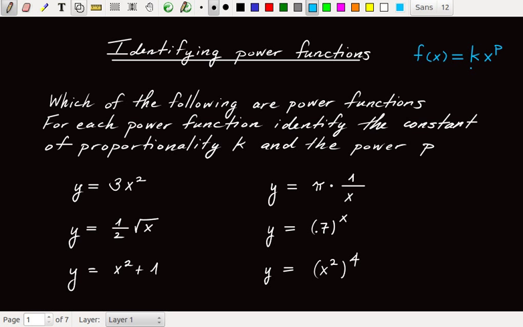But not every function given by a formula is readily seen to be equal to this. In some cases, you can find it easily, but in other cases not. So let's look at the following set of problems. Which of the following are power functions? And for each power function, identify the constant of proportionality, that's the k, and the power p.